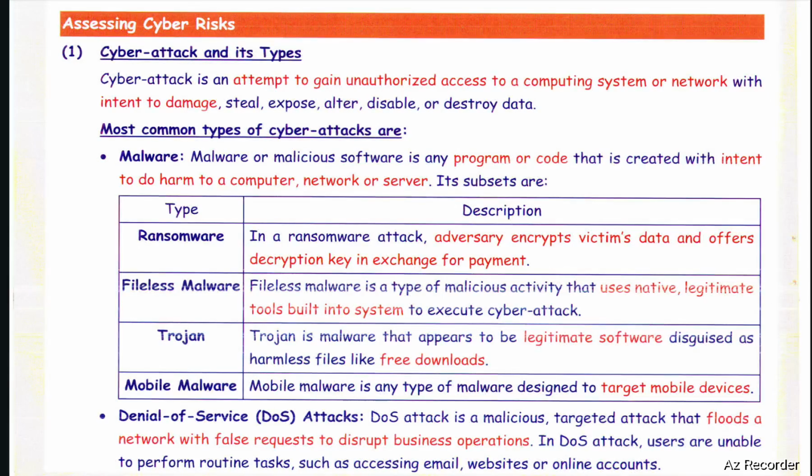ransomware, fileless malware, Trojan, and mobile malware. Ransomware. In a ransomware attack, the adversary encrypts the victim's data and offers a decryption key in exchange for payment. Fileless malware is a type of malicious activity that uses native legitimate tools built into the system to execute a cyber attack. Trojan. A Trojan is malware that appears to be legitimate software, disguised as harmless files like free downloads. Mobile malware. Mobile malware is any type of malware designed to target mobile devices.